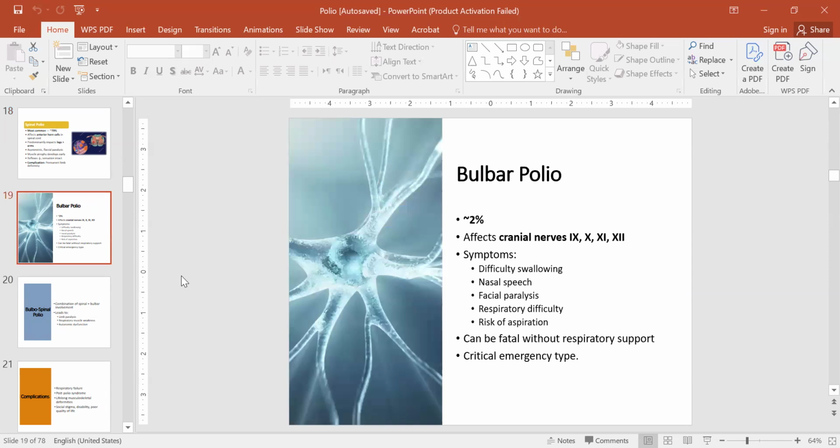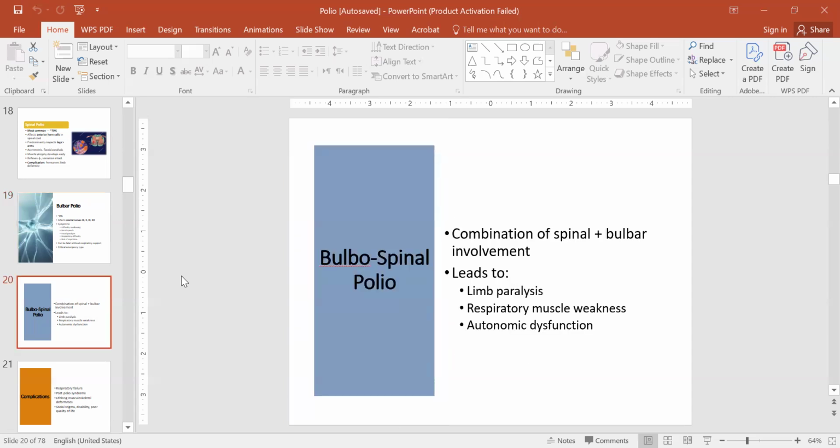Bulbar polio accounts for 2% of this type, and it affects cranial nerves, mainly 9, 10, 11, and 12. Symptoms are difficulty in swallowing, nasal speech, facial paralysis, respiratory difficulty, and risk of aspiration. It can be fatal because of the involvement of the respiratory muscles, and it's fatal without respiratory support. So it's basically a critical emergency type.